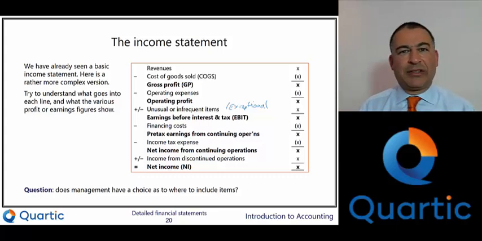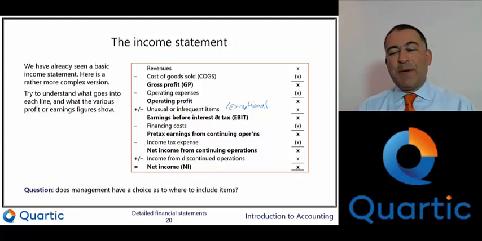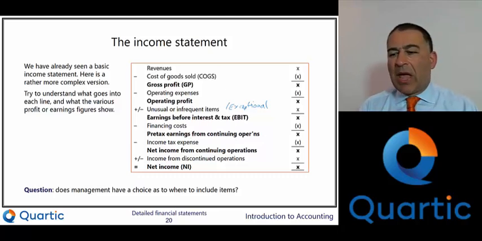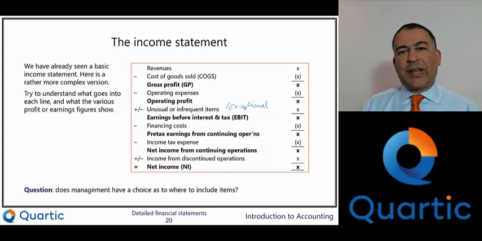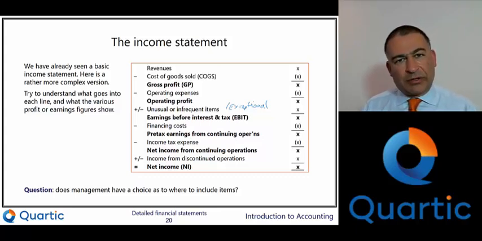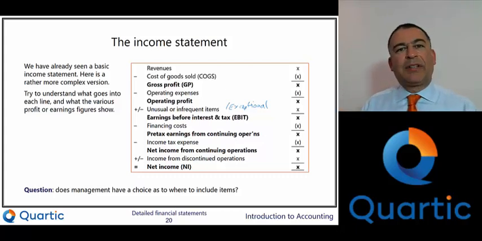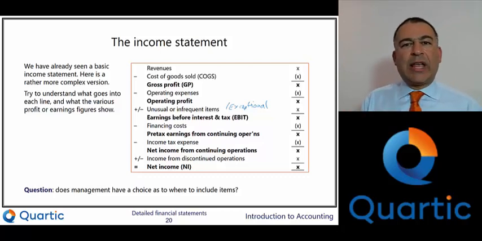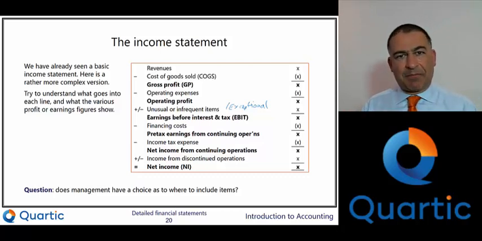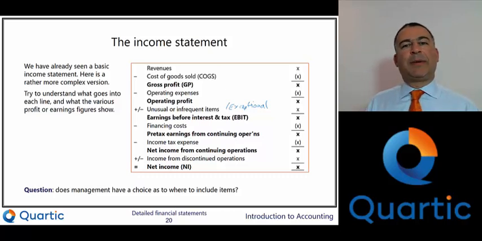Shouldn't really be for managers to decide. You've then got EBIT that we've seen and financing costs, but then things go a bit different. Instead of pre-tax earnings, which is what we had before, we've now got pre-tax earnings from continuing operations. And what's happened is we have stripped out discontinued operations. Let's suppose we sell off part of the business in the year. So that part of the business had revenues, it had COGS, it had operating expenses.